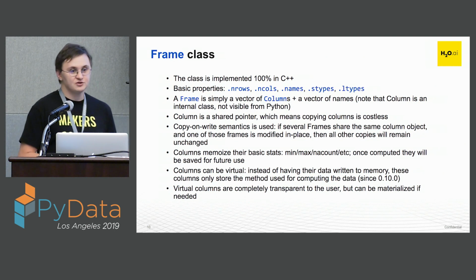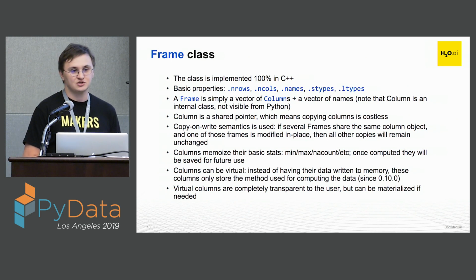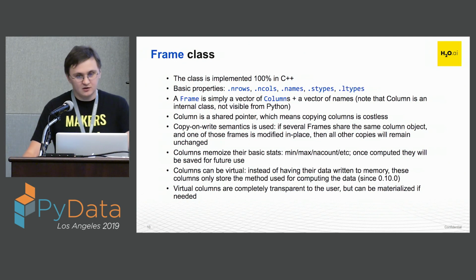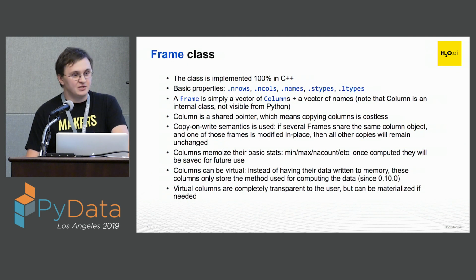Also, each column has knowledge of its basic stats, such as min, max, sum, average, and so on. And these stats are memoized, which means that once you compute them, they are available for later use, and you don't need to recompute them. So many algorithms can use the knowledge of the basic stats of the column and optimize some of the operations based on those stats.